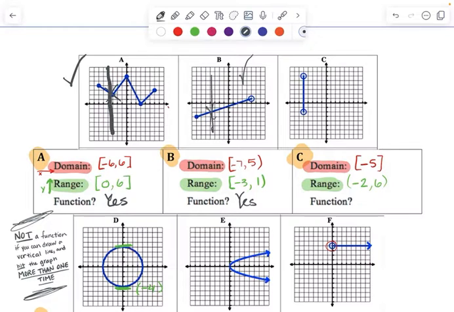So, letter C, it's a little weird. You would not have one like letter C on your test or your quiz. But if you draw a line down through there, it's literally on top of it. So, it's hitting an infinite number of times. So, this would not be a function. All of those points have repeating values of x equaling -5. So, not a function for letter C.